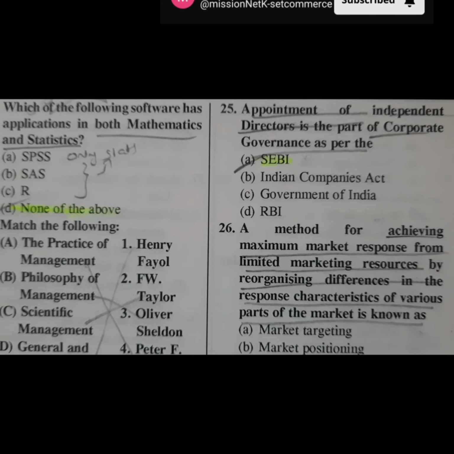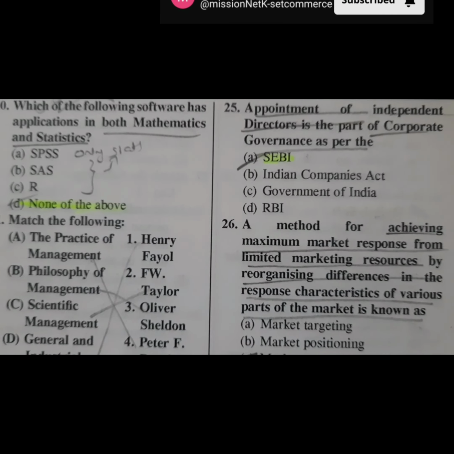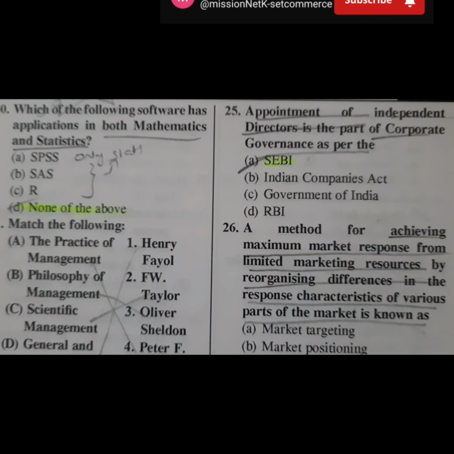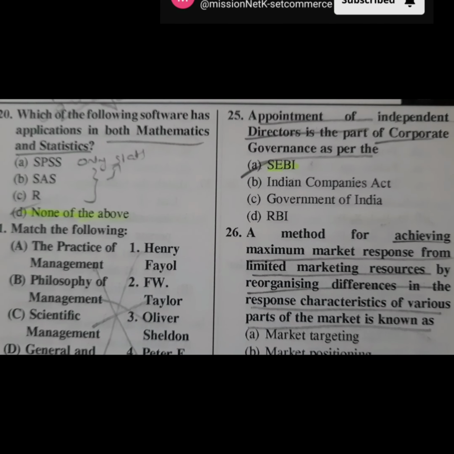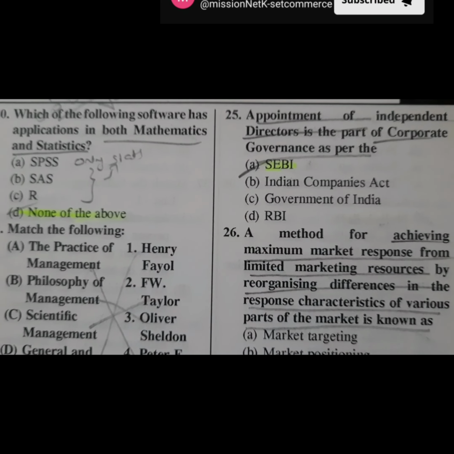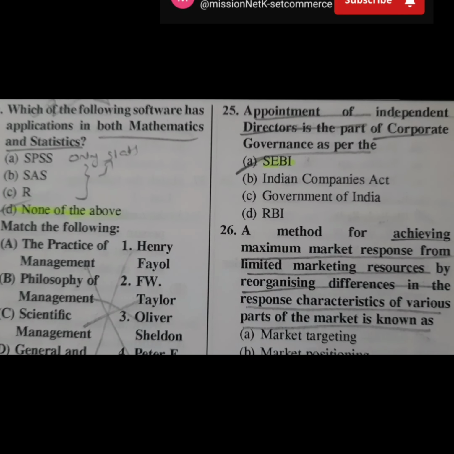The next question is, appointment of independent directors is a part of corporate governance as per the 4 options given below. The right answer is option A, SEBI. Here SEBI stands for Securities and Exchange Board of India.